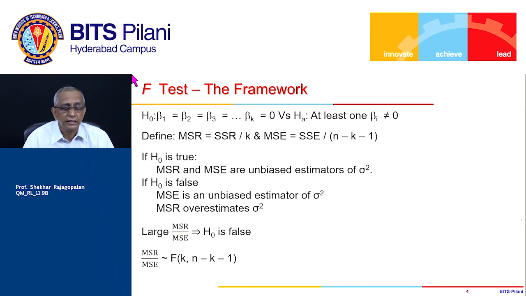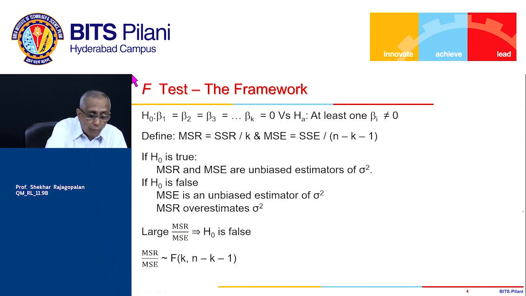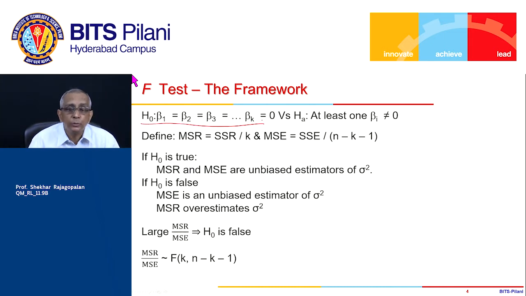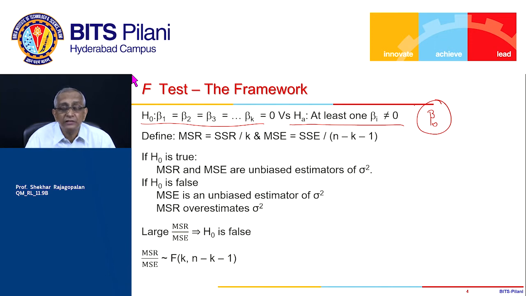Let's discuss the framework for the F-test. The hypotheses are: the null hypothesis is beta 1 equal to beta 2 equal to beta k equal to 0, against the alternative hypothesis that at least one beta i is not equal to 0. Notice, of course, I didn't mention it earlier, we aren't interested in the constant term beta 0. We are always looking at the coefficients of the explanatory variables.